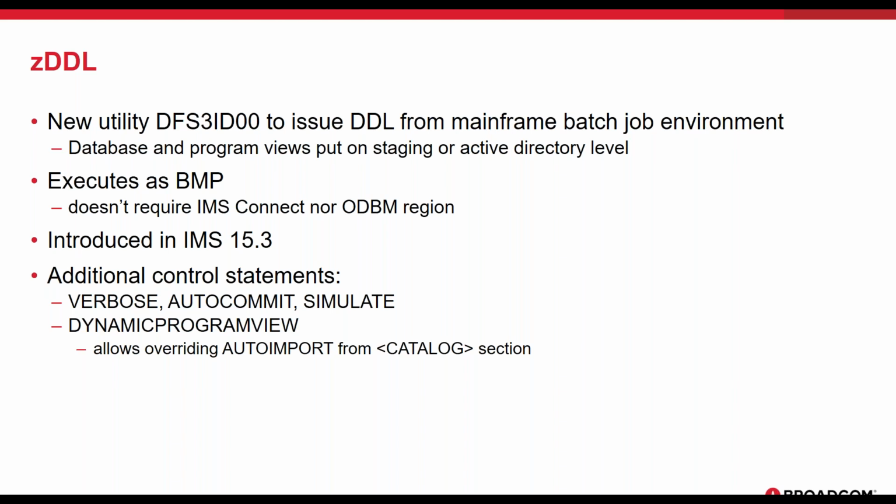Then the second one, auto commit, is simply when everything is okay, then do really the commit of my changes. And the third one is simulate, which is even overriding the auto commit, which basically says don't harden my changes, just verify that the syntax of my SQLs is correct and everything, let's say, matches the current setup of the catalog, like validating the DBDs and PSBs, and that all the blocks could still be properly built.